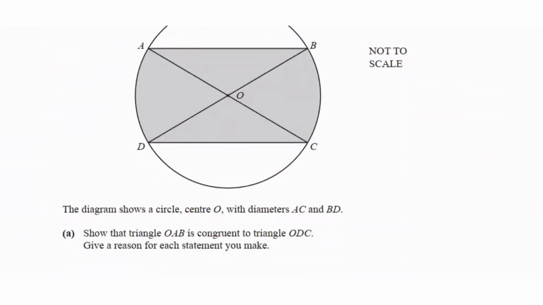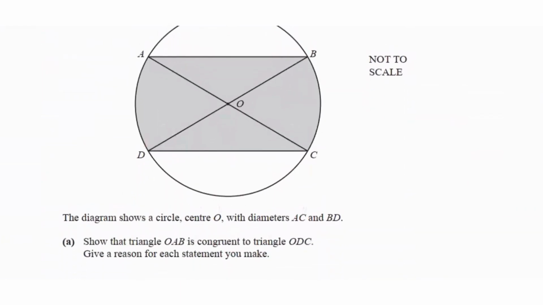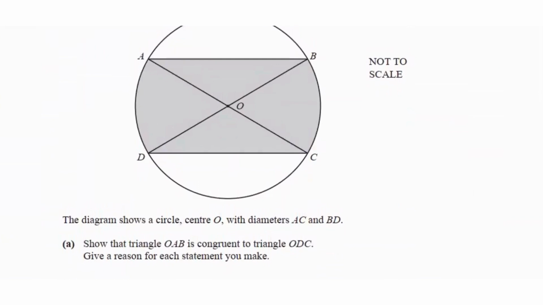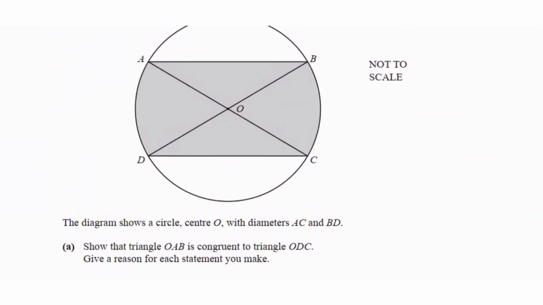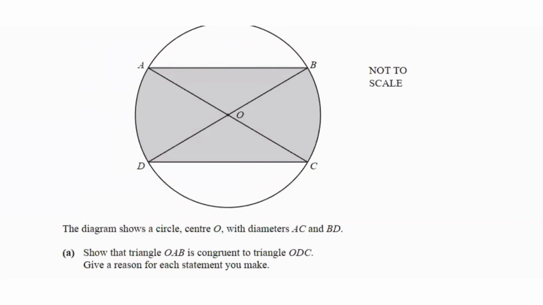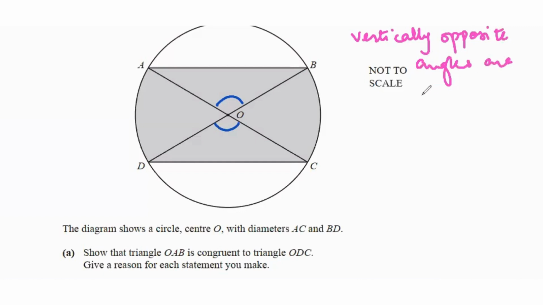Question 10 says the diagram shows a circle center O with diameters AC and BD. Show that triangle OAB is congruent to the triangle ODC. Give a reason for each statement you make. So firstly, vertically opposite angles are equal. Hence, angle AOB is equal to angle DOC. That is your first point.